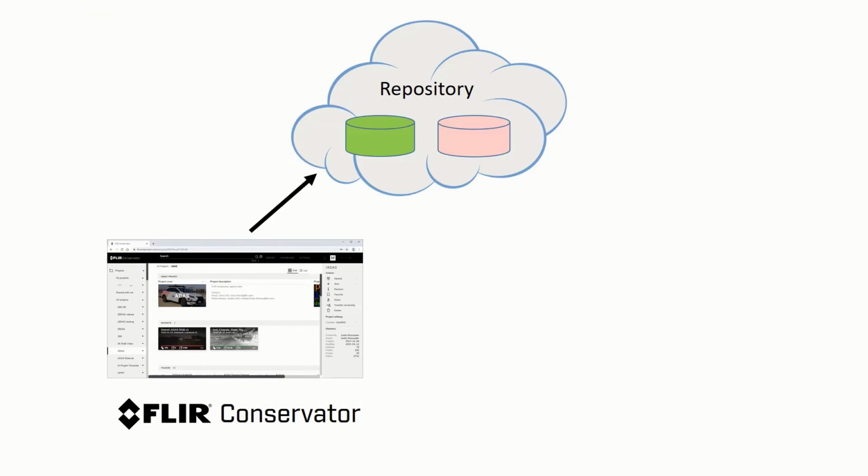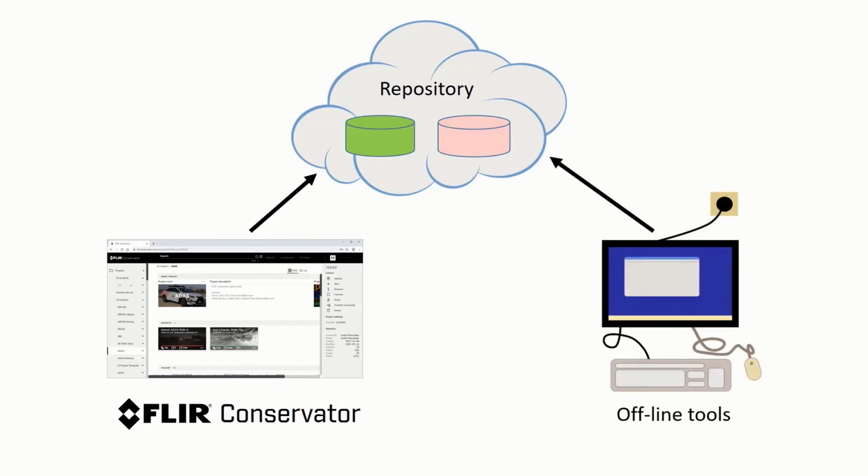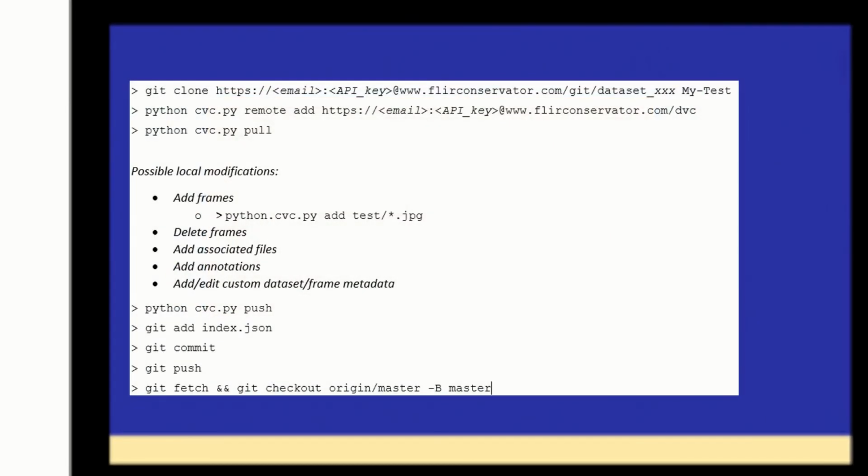The repository of datasets is accessible to users outside of Conservator. These users can check out a dataset, manipulate it, and check it back into the repository. Typical offline manipulations include adding or deleting frames and editing accompanying annotations and metadata. FLIR supports such offline manipulations via a package of scripts in an application programming interface. Offline work can also include bulk operations or operations performed by third-party tools.